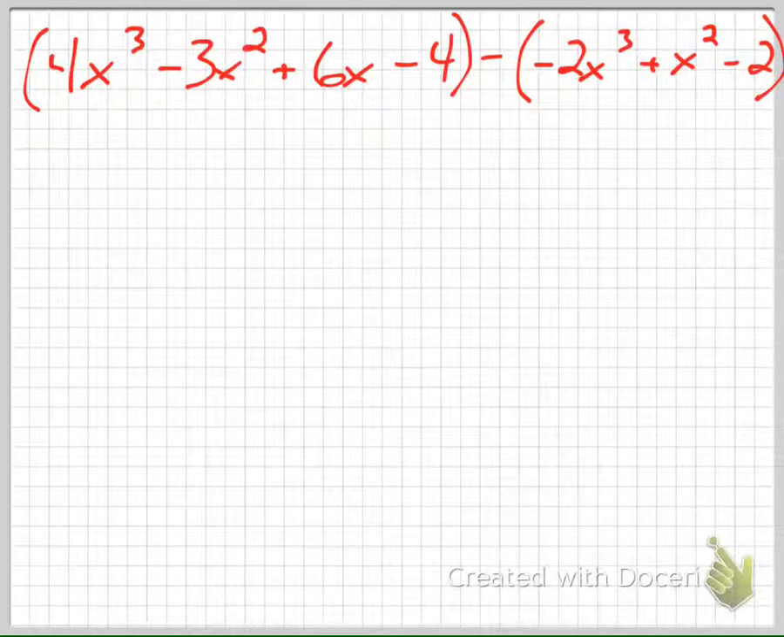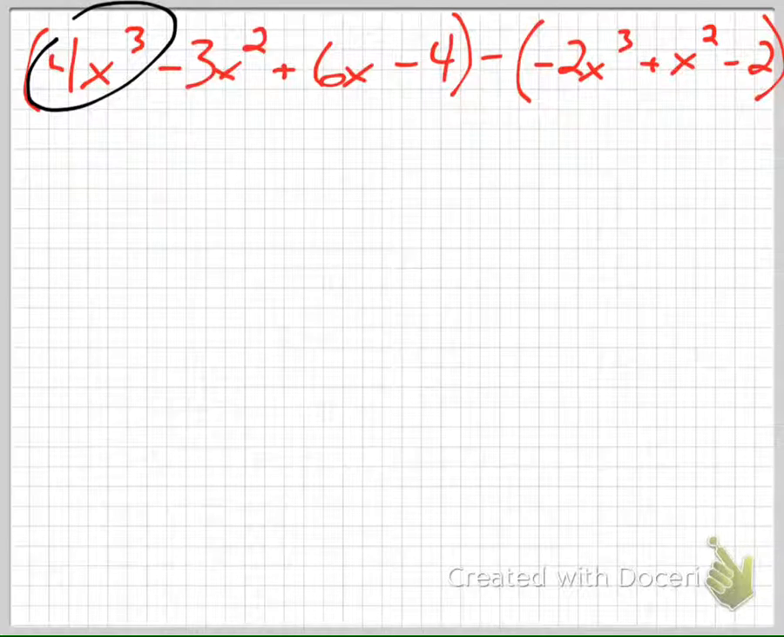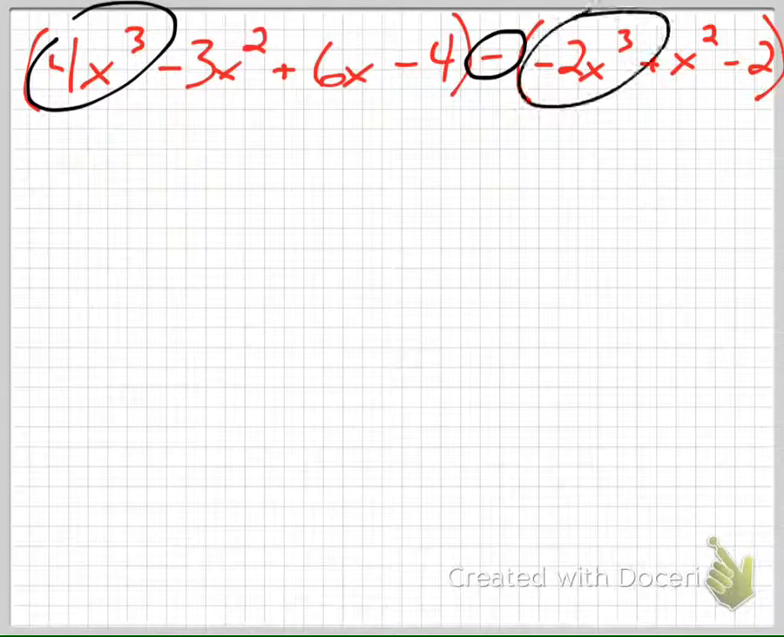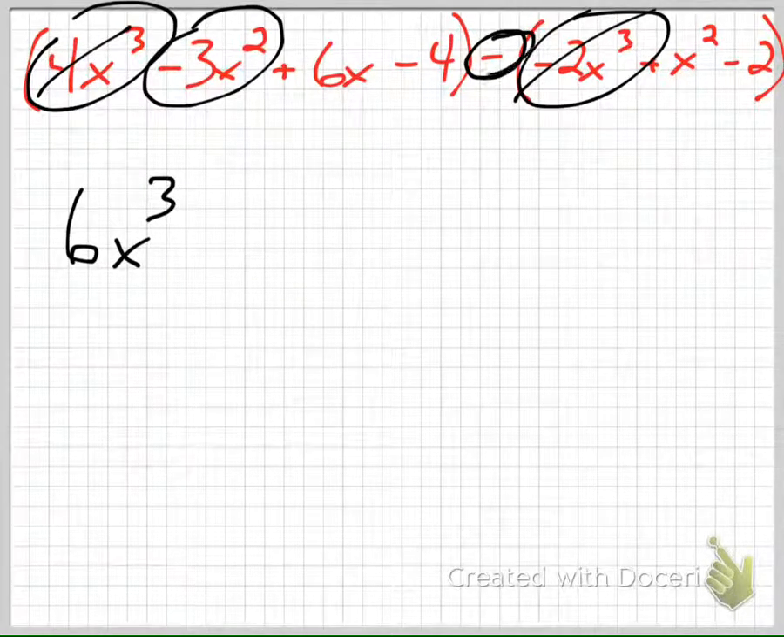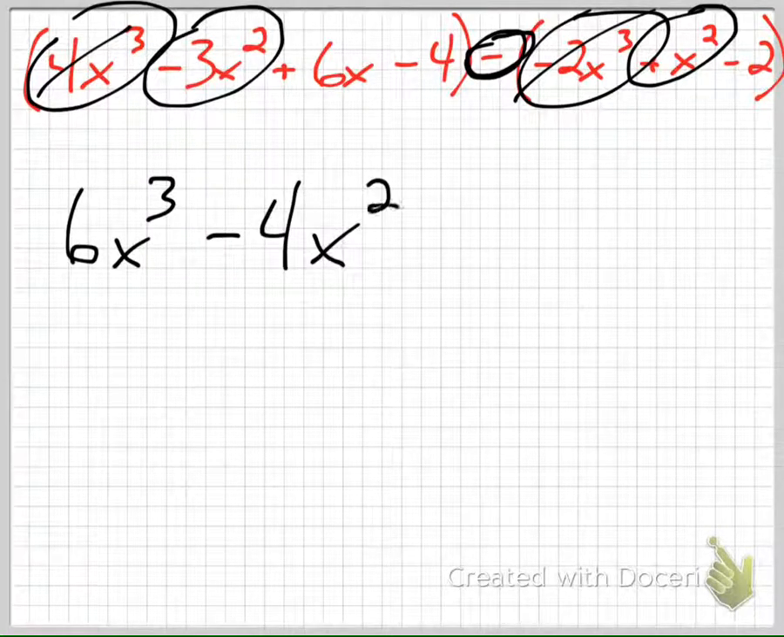I would do this horizontally just because it's easier, because it's already written down. Okay, so let's do it. I have 4x to the third minus, so important, negative 2. So minus a negative means add, right? So 4x to the third plus 2x to the third is 6x to the third. Gone, gone. Negative 3x squared minus a positive x squared, right? So negative 3x squared minus a positive x squared is negative 4x squared. Boom, boom. Right?